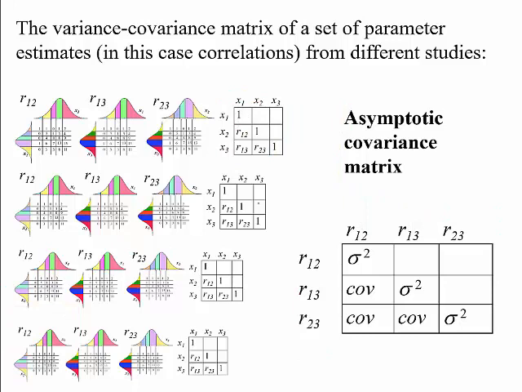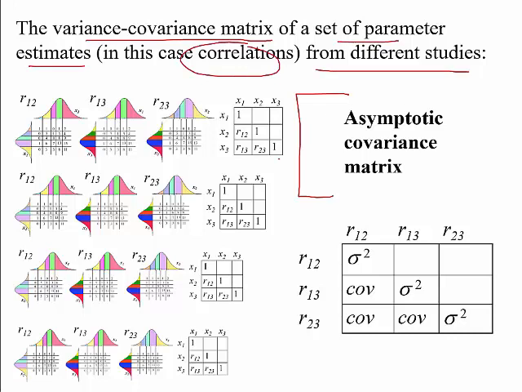So again, the asymptotic covariance matrix is the variance covariance matrix for a set of parameter estimates. In this case, we're looking at polychoric correlations from different studies. Now, that's still a little bit hard to wrap our mind around. What exactly does this mean, and what are these elements telling us? So let's take another look at that. What are these elements that we get in our asymptotic covariance matrix?